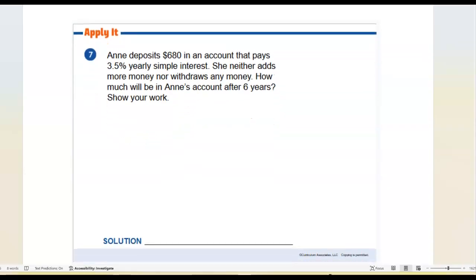Move on to page 446 and skip to number 7. Ann deposits $680 into an account that pays 3.5% yearly interest, simple interest. She neither adds money nor withdraws any money. How much will be in Ann's account after 6 years?